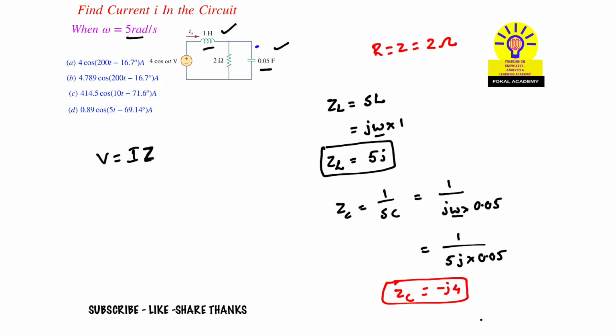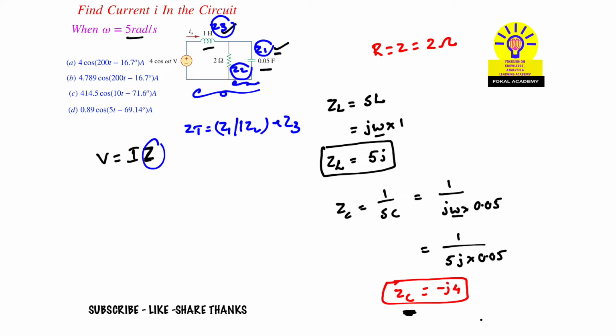Let us assume that this is Z1 impedance, this is Z2 impedance and this is Z3 impedance. Here we want the overall impedance. So for the circuit, the overall impedance is equal to Z1 and Z2 in parallel, and this overall is in series with Z3. Z1 is the capacitor impedance, that is minus j4, parallel with Z2, that is the resistor, 2 ohms, and again in series with the inductor impedance Z3, that is 5j.